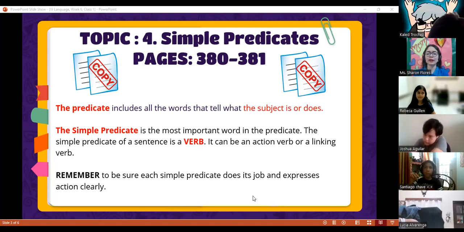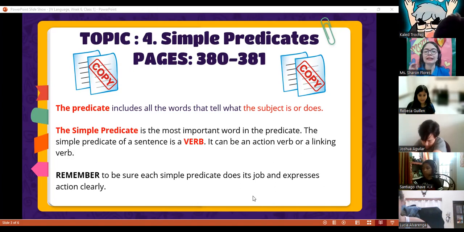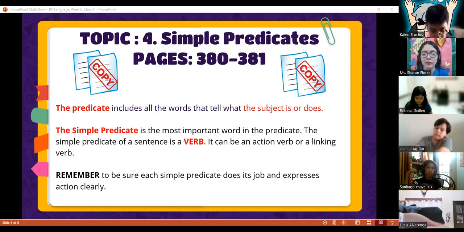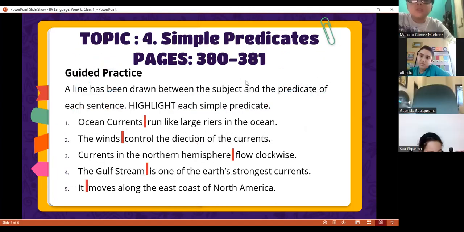So remember, the simple predicate is like the simple subject, because it is the most important word, but the difference is where it is. The simple subject is in the subject, the most important word or words. And the simple predicate is the most important word or words, the verb in the predicate. So you are going to look at the predicate, not the subject. Okay, let's go to the next slide. Here we have some examples, class. Copy this, class, from 1 to 5.